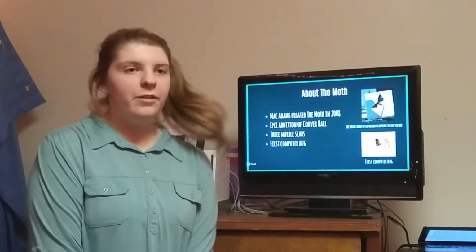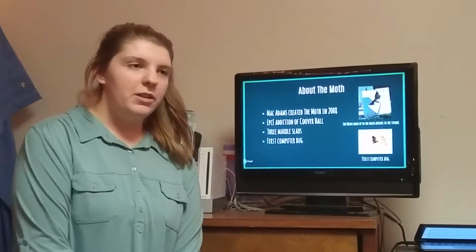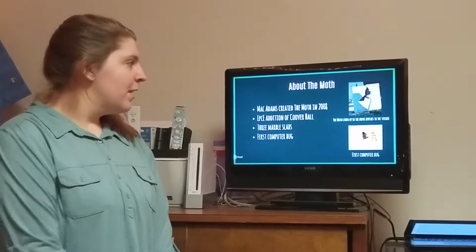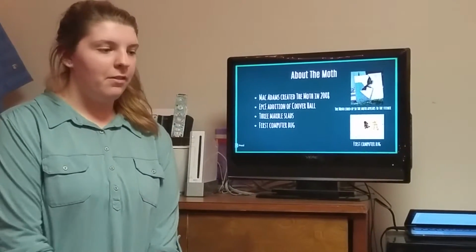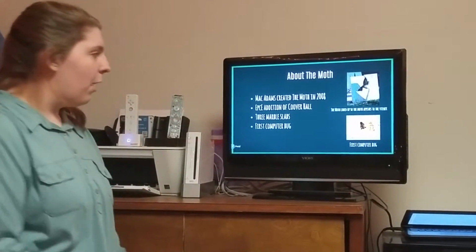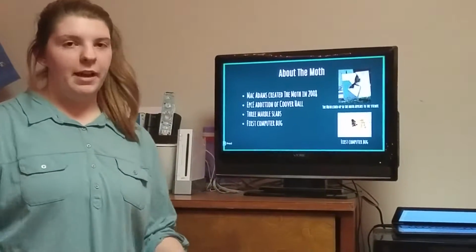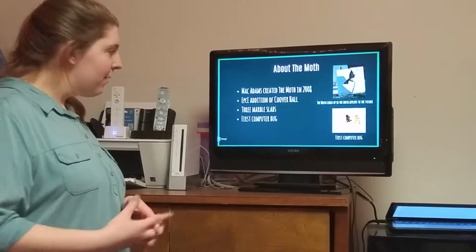The moth was created in 2008 to accompany the new addition to the ECPE edition. Also, the software engineering program was added in 2007, so that also went with it. The moth is created of 3 marble slabs that come together to create the image of a moth.